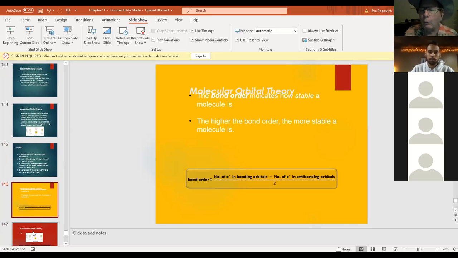We can determine when there's an energy advantage by determining what the bond order is. The bond order will determine how stable a molecule is. The bigger the bond order, the more stable the molecule is. So what we're going to do is add all the electrons in the bonding orbital, and subtract the number of electrons in the antibonding orbital, divided by 2. That will be our bond order.